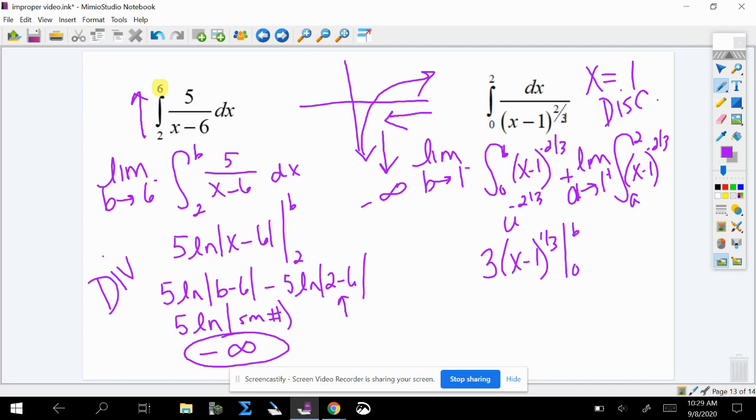So when I put my values in, 3(b − 1)^(1/3) − 3(−1)^(1/3). So b is a number that's really, really close to 1 from the negative side. Like 0.99, I subtract 1, I'm going to get a really small negative number. To the 1/3 power is going to be even smaller. It's going to get smaller. This is going to go to 0.